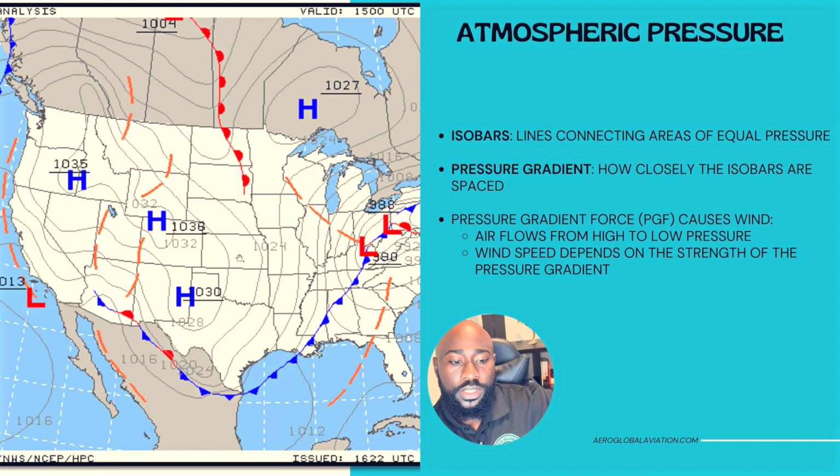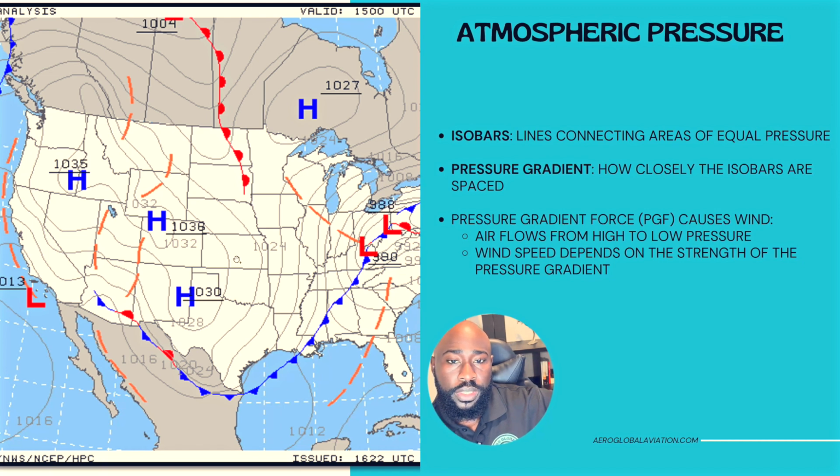The thin gray lines you see here are called isobars. These are lines connecting areas of equal pressure. And then you also have a pressure gradient, which is basically how close these thin lines are together. For example, in this area they're not too spaced out compared to this area. So your pressure gradient here is really high, and your pressure gradient here is low.